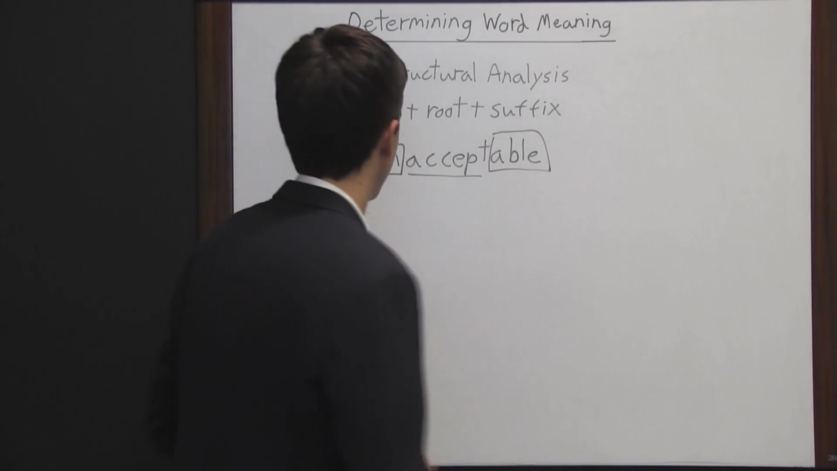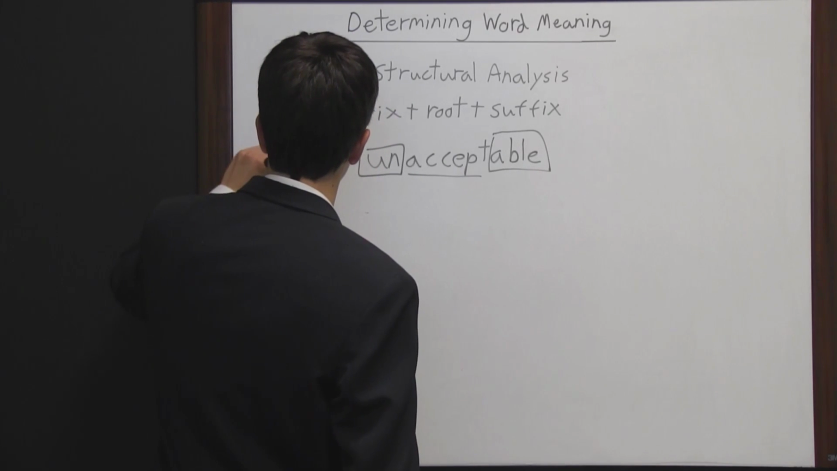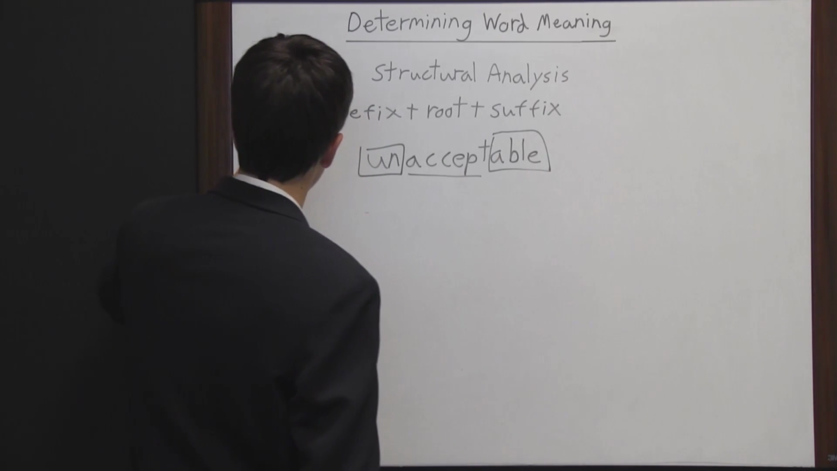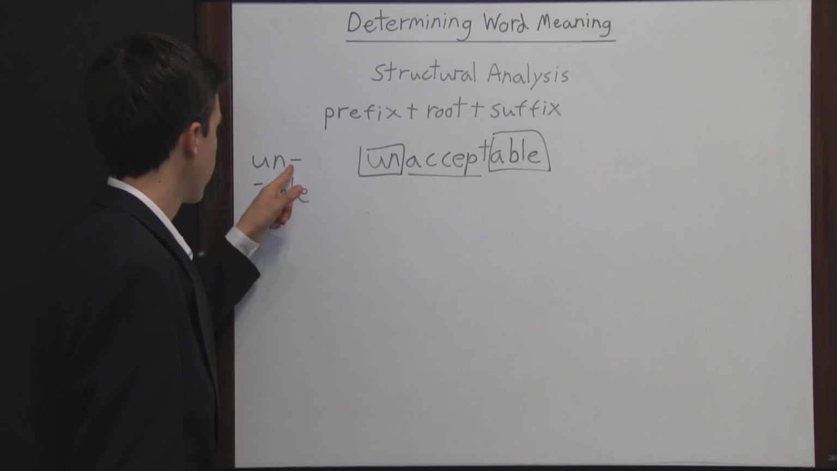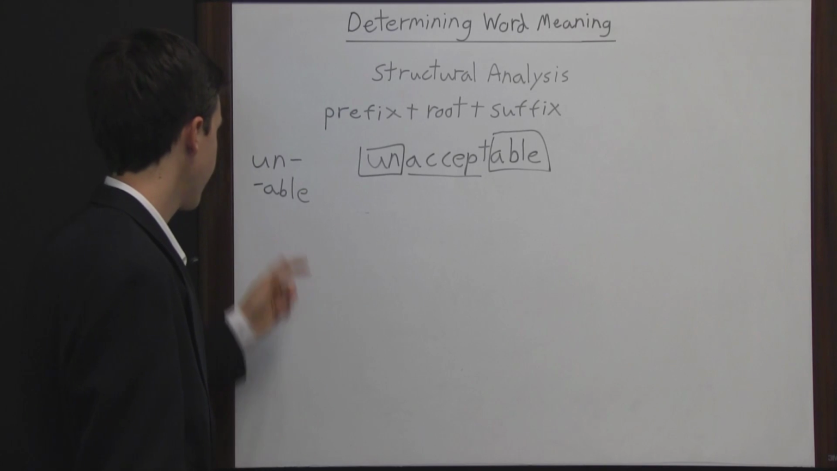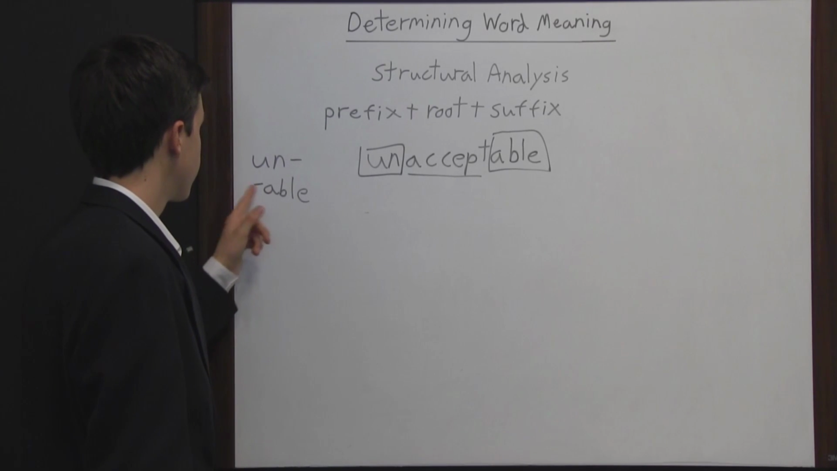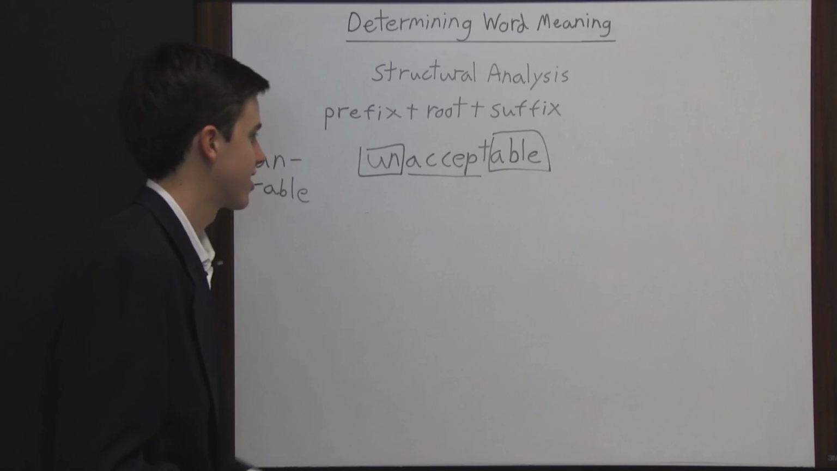So if you saw un or able written by themselves, you would see it written like this, because the dash represents the word. So here, since un is a prefix, the word comes after the prefix. And here with able, the word comes before able because able is the suffix.